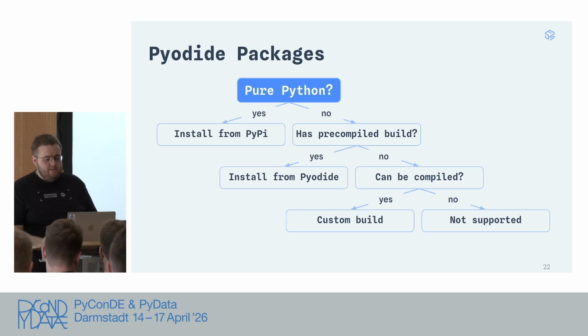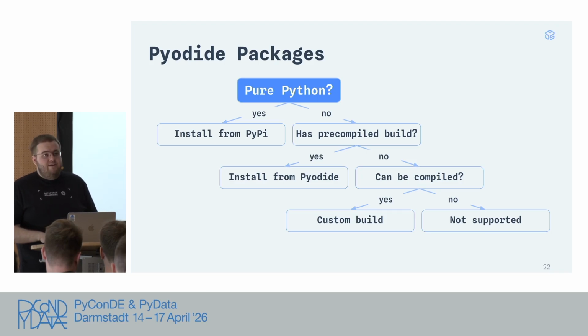For popular libraries like NumPy, Pandas, and so on, there are already precompiled builds that can be installed from the Pyodide index. This index is separate from PyPI. Currently, it has around 250 packages and is constantly extended. Therefore, there is a high chance that the package you need is already there. However, if not, you would have to build it manually using a utility called pyodide build.